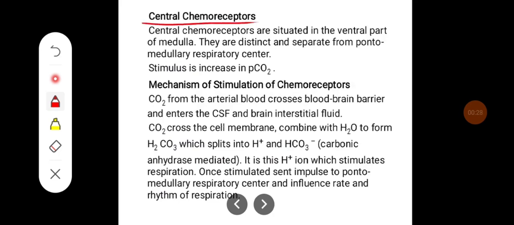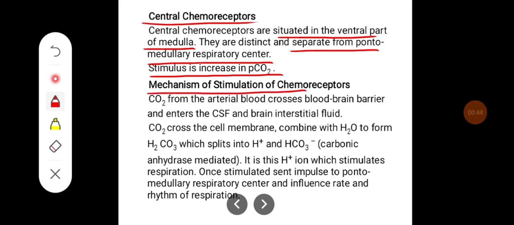Central chemoreceptors. Central chemoreceptors are situated in the ventral part of the medulla. They are distinct and separate from pontomedullary respiratory centers. Stimulus is increase in partial pressure of carbon dioxide. The mechanism of stimulation of these chemoreceptors.